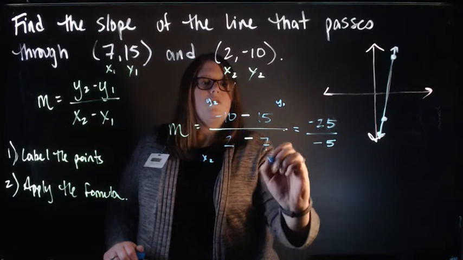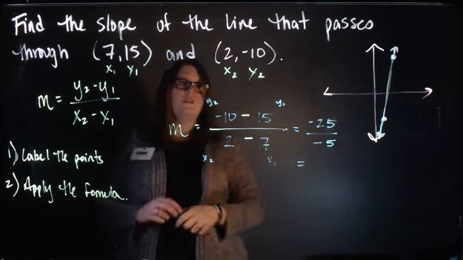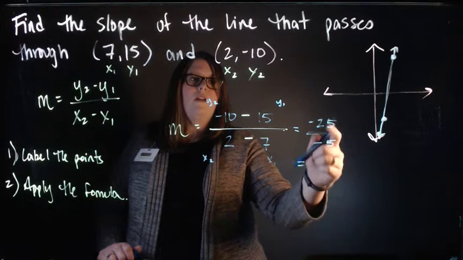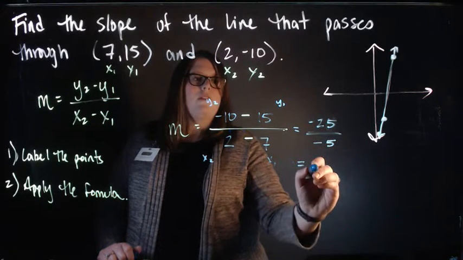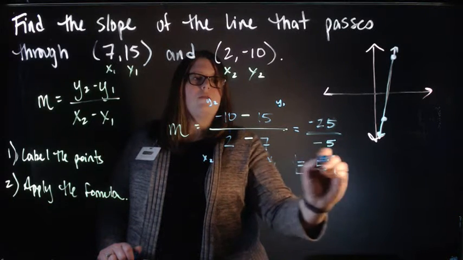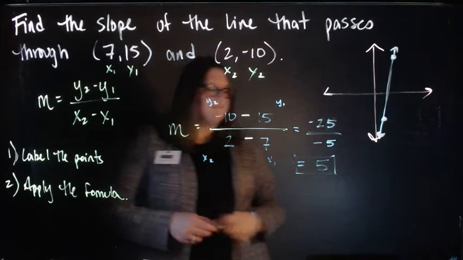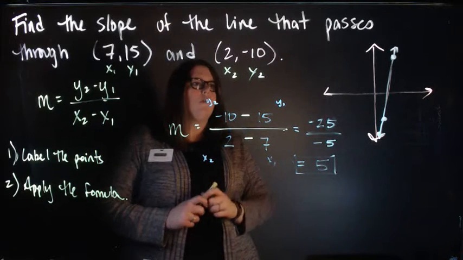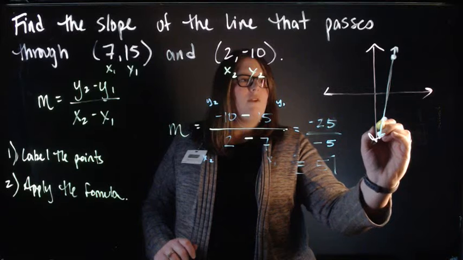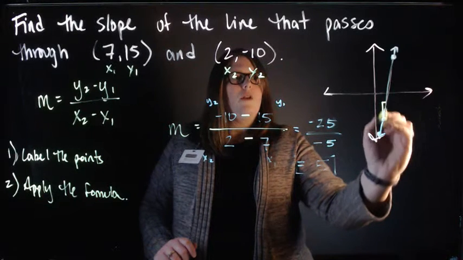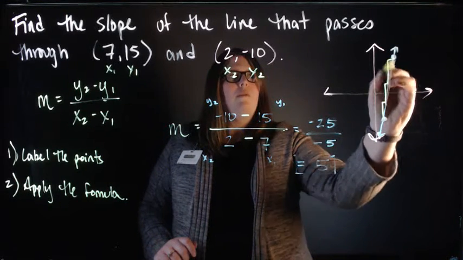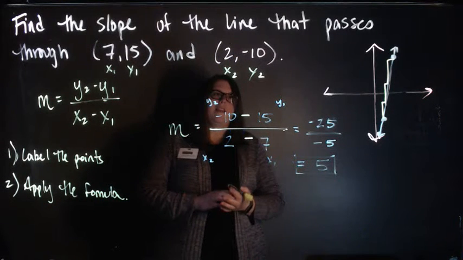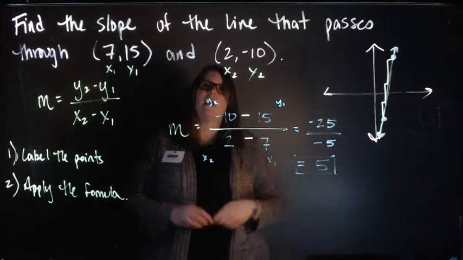Just to continue to review our integer rules, a negative divided by a negative is a positive. So 25 divided by 5 is 5. So the slope of this line is 5. We can kind of see it here. Again, our picture is very rough, but basically what this is saying is for every 5 I go up, I go 1 over. 5 up, 1 over. 5 up, 1 over. So we can see the visual there too. But again, that's just a sketch, where this is exact with the formula.